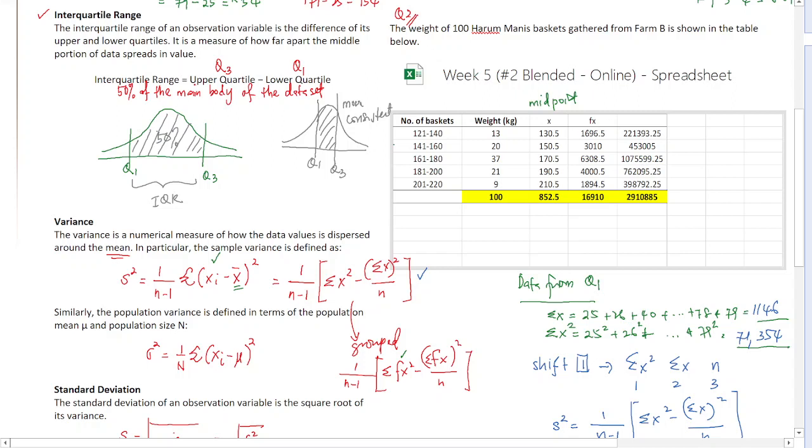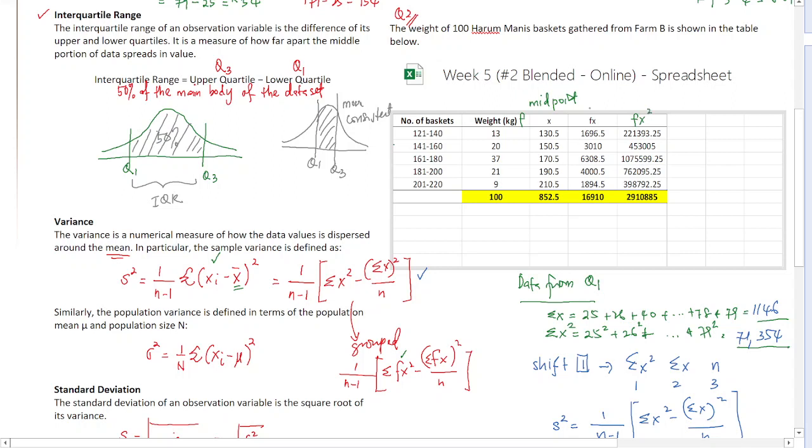So the summation of fx is simply this is the f, this is its frequency. You multiply the frequency with the value of x, then you get the value here. So for example, in this case, you get 13 times 130.5. So you get fx equal to 1696.5. Okay. And then the next column here will be the summation, the fx square.